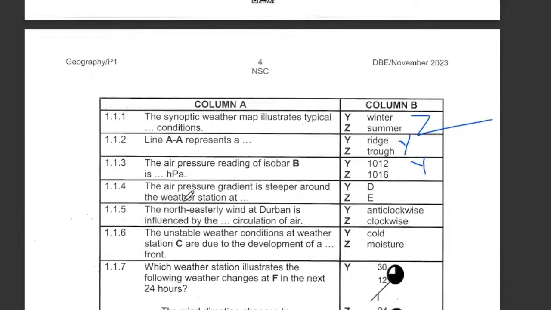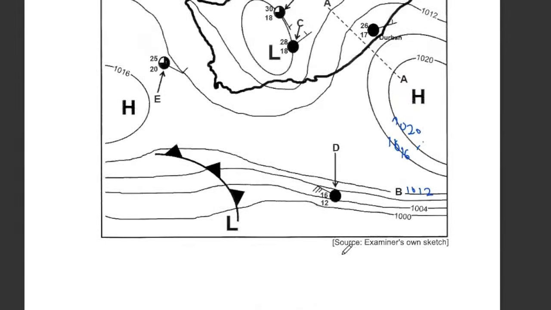Next one, the air pressure is deeper around which station model? Is it at D or E? We come here, this here is here. But when you look at here, it's a warm sector. When you look at the gradient here, the speed of the wind here is indicating it's up on the station model. It's 25, yet here is 10.